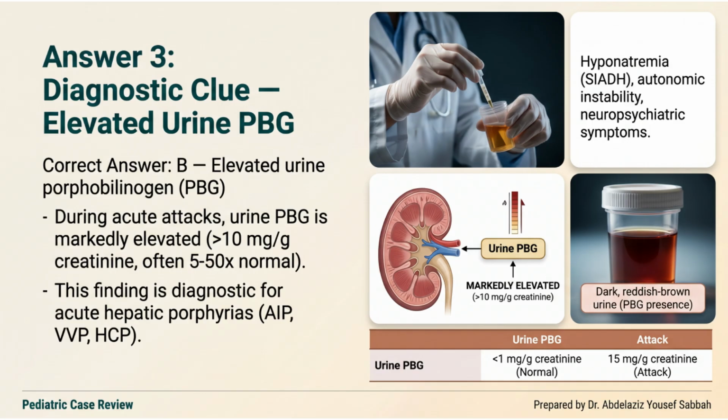During an acute attack, urine porphobilinogen is markedly elevated, typically above 10 milligrams per gram of creatinine, and often 5 to 50 times the normal level. This finding is essentially diagnostic for the acute hepatic porphyrias, which include acute intermittent porphyria, variegate porphyria, and hereditary coproporphyria. It also explains the rest of this girl's picture: hyponatremia, often from the syndrome of inappropriate antidiuretic hormone secretion, autonomic instability with tachycardia and hypertension, and neuropsychiatric symptoms such as confusion and agitation. So in a suspected acute attack, measuring urine porphobilinogen is the key step.